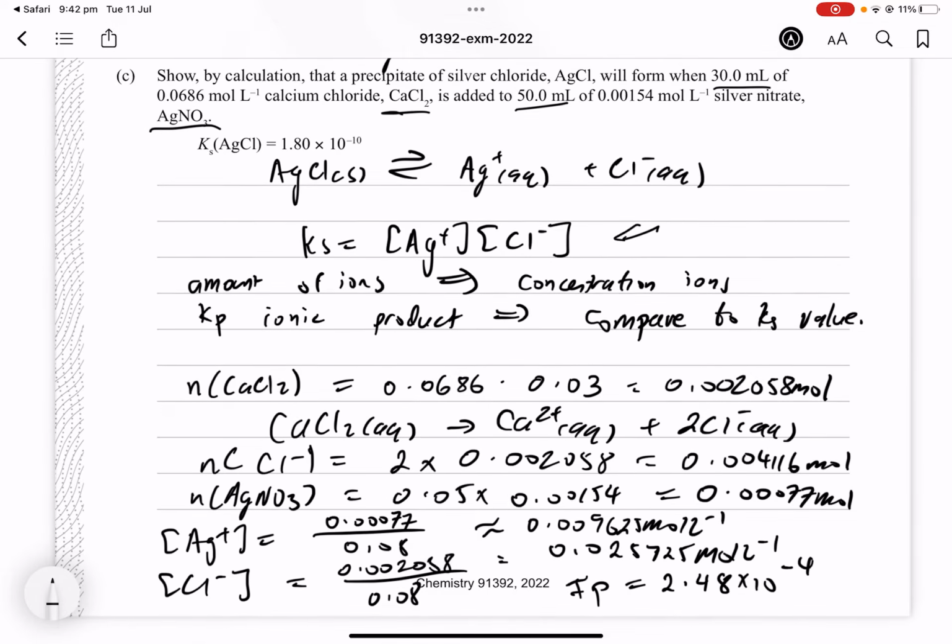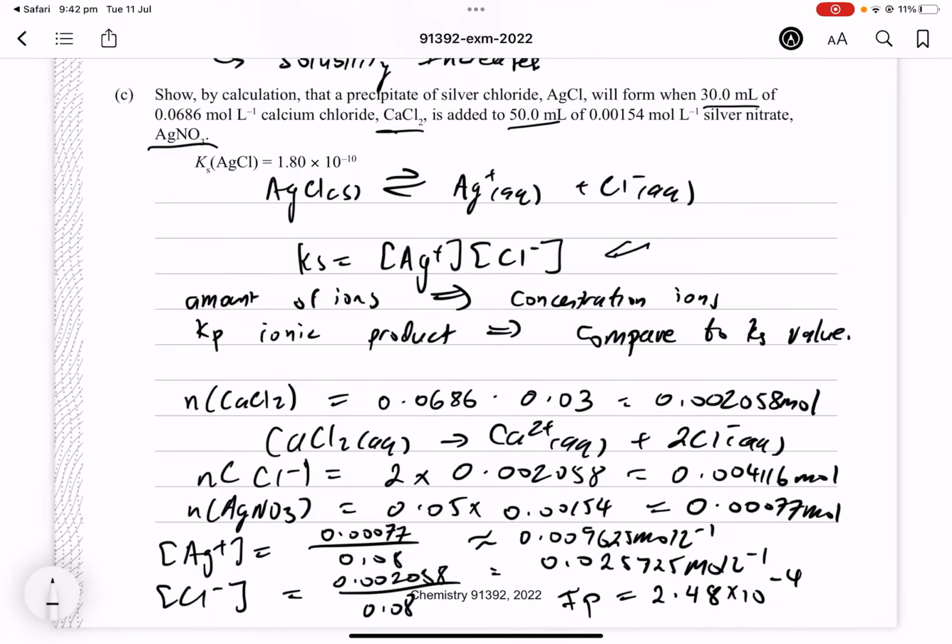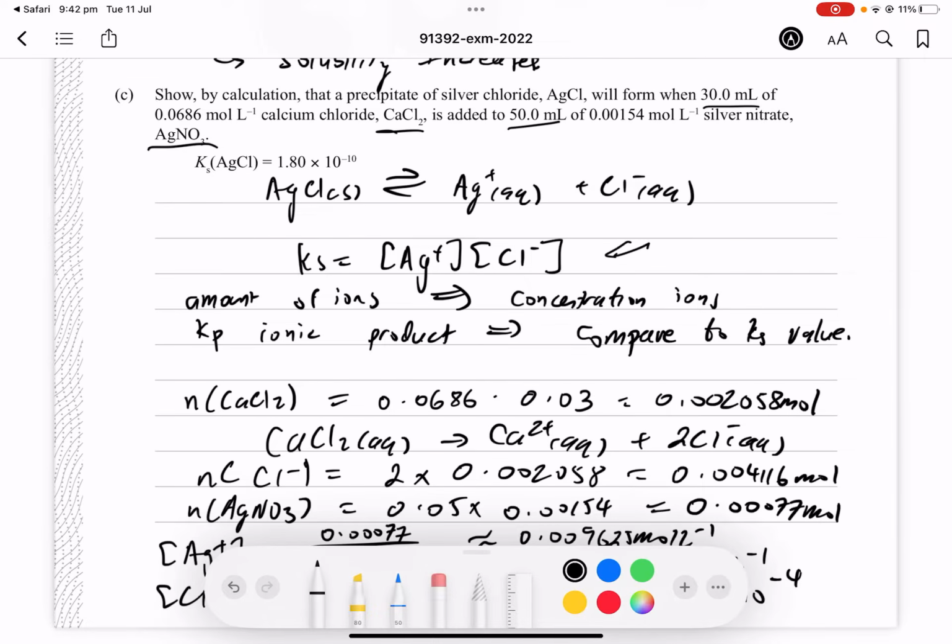0.0686 multiplied by per liter. Okay, give me a moment. Apologies for the wait, but I think I've made a mistake here. So we have 0.08686 times 0.03. Yep. Oh, so I've used the wrong values. Okay, of course. My apologies.